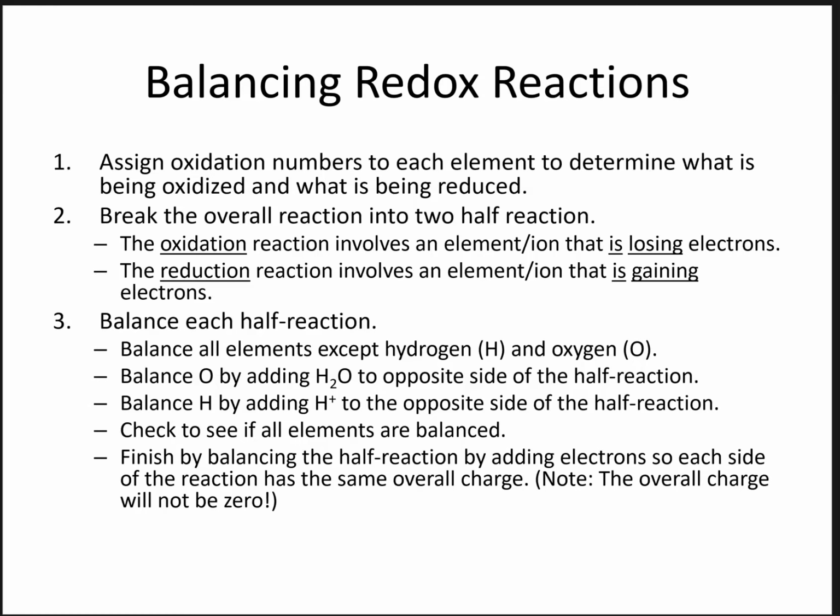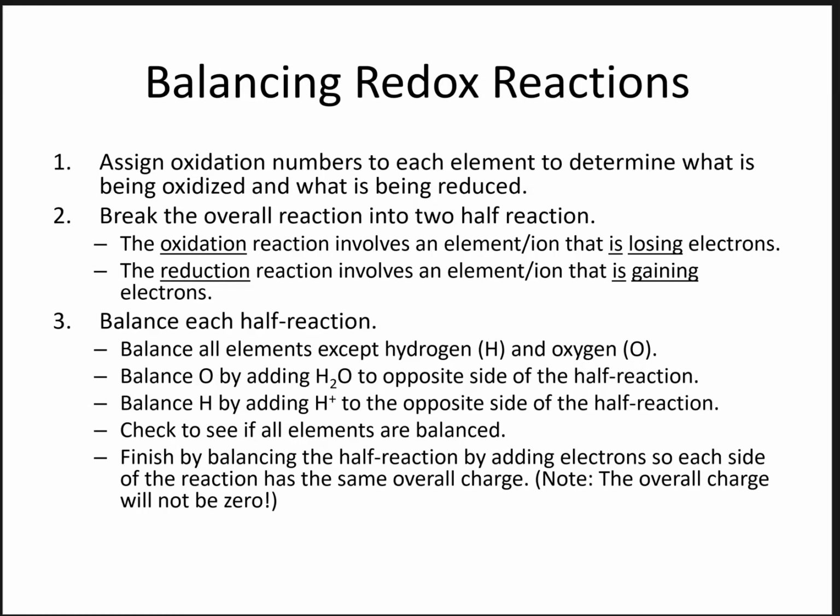What you have to do is break up the two components, that is the material being oxidized and the material being reduced, into a half reaction. When you have a half reaction, you're only dealing with a part of the overall reaction at a time. The first thing to do when you balance a half reaction is balance all elements except hydrogen and oxygen. Then, after those elements have been balanced, we balance oxygen by adding water to the opposite side. And then, to balance the hydrogens, we add protons, or H+.